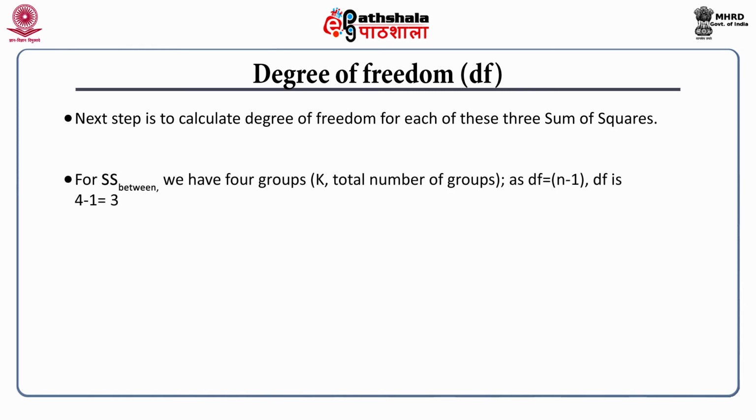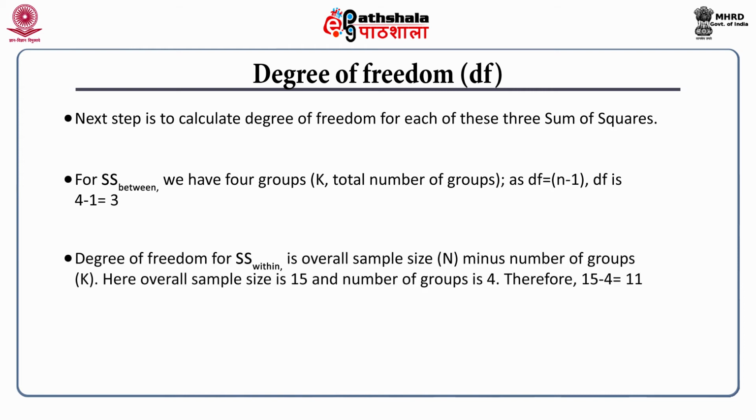For SS between, we have 4 groups, that is also called K, the total number of groups. As degree of freedom is k minus 1, degree of freedom here is 4 minus 1, that is 3. We have 4 groups, minus 1 is 3, that is our SS between degree of freedom. Degree of freedom for SS within is the overall sample size minus the number of groups, so n minus k. Here the overall sample size is 15 and the number of groups is 4, therefore 15 minus 4, 11 is the degree of freedom for SS within.